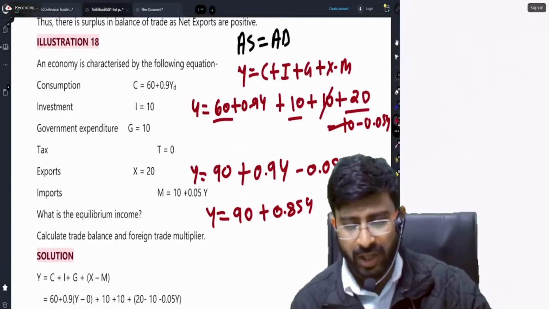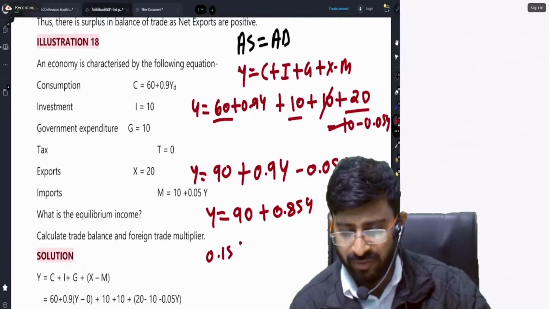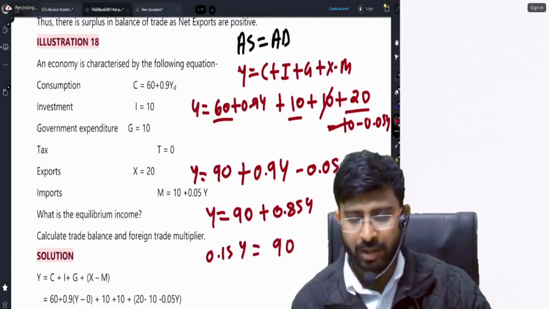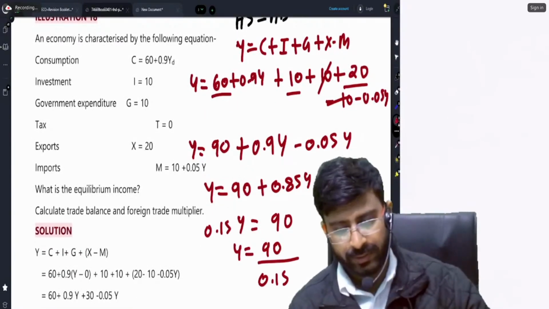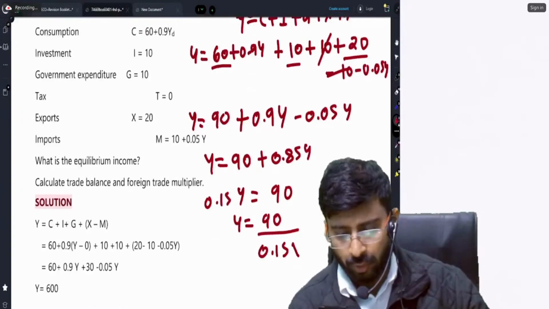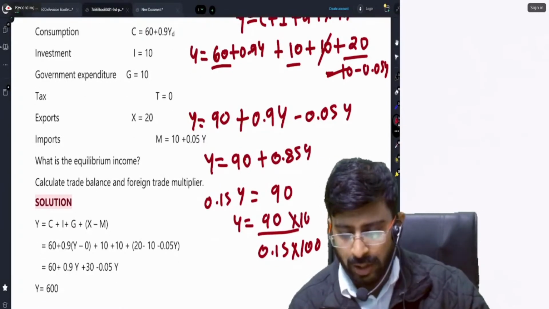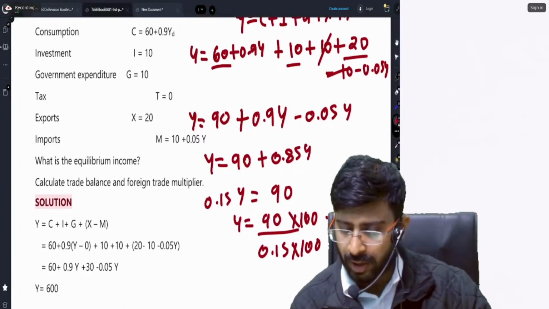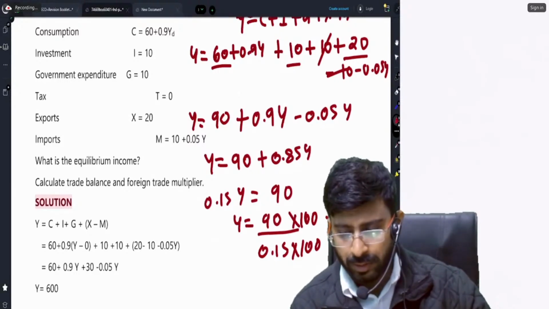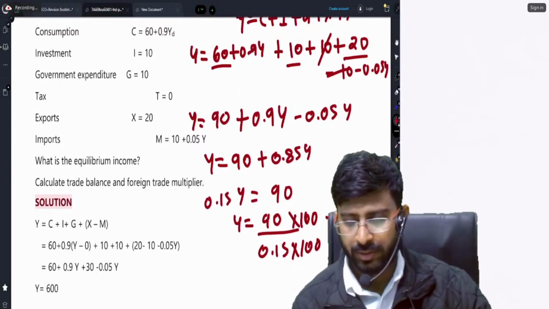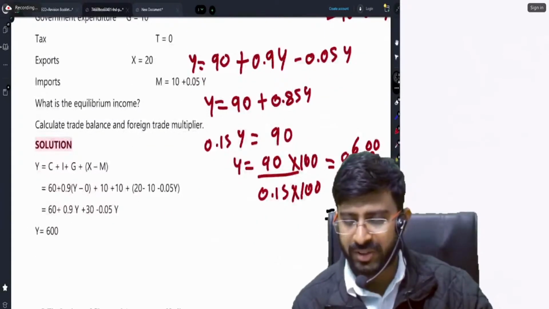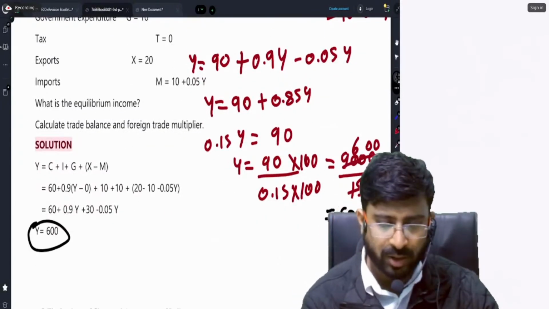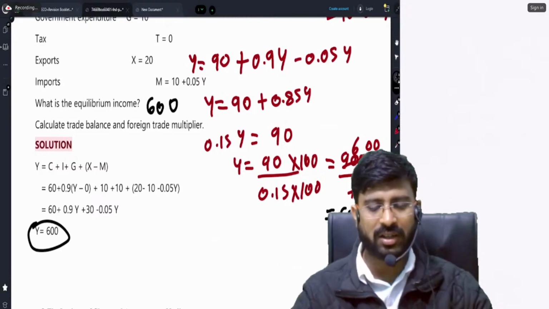So if 0.85 goes to the left side, it becomes 0.15Y equals 90. So Y equals 90 by 0.15. If you multiply by 100 on both, it becomes 9,000 by 15. So it would become 600. So Y is equal to 600. Is that clear, everyone?